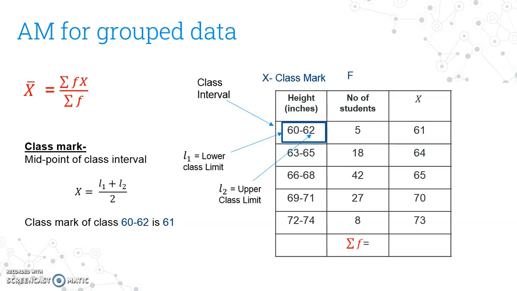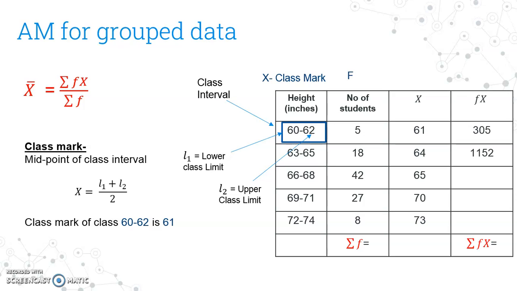So if you see, the class mark of first interval is 61. For second interval, that is 63 to 65, the class mark is 64. And for the last value 70 to 74, the class mark is 73. That is nothing but middle value. So here finding out the class mark is important. Now once we have class mark, we have value of f, we have value of x.